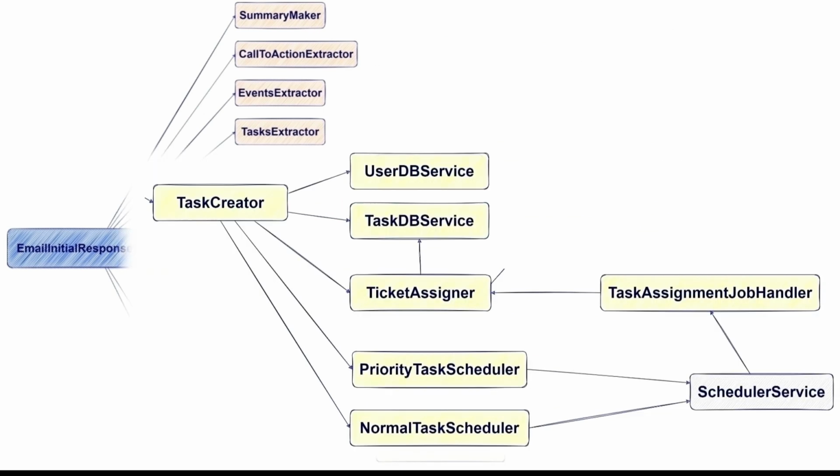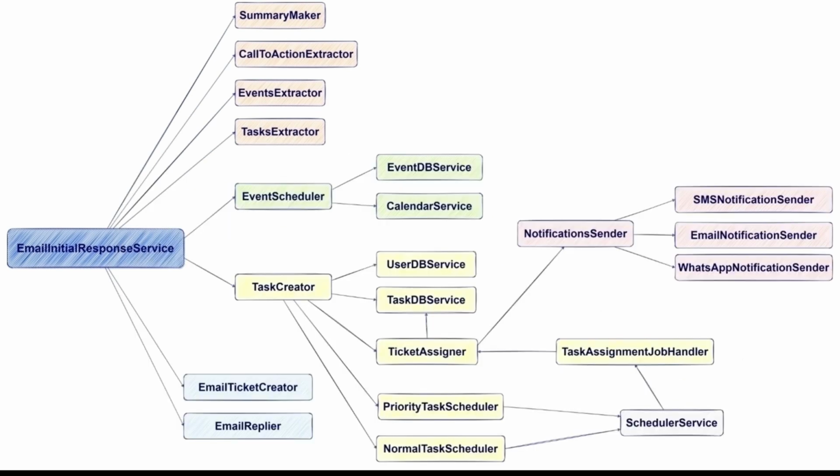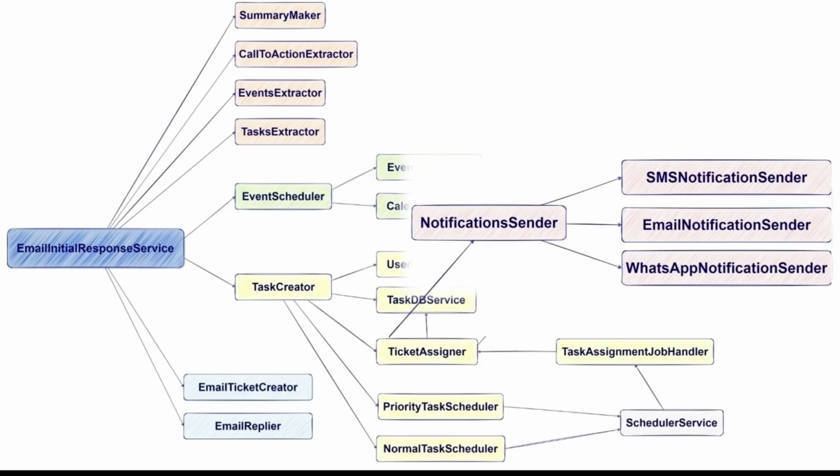Here we have some classes related to task functionality. Task DB service, user DB service, task assigner which is used to assign the task immediately. Priority task scheduler and normal task scheduler which are used to assign the task later. We also need a scheduling system for assigning later. For that, we have a scheduler service component. We have a task assignment job handler, which is called when task assignment job is triggered. Once the task is assigned, the task assigner sends a notification.